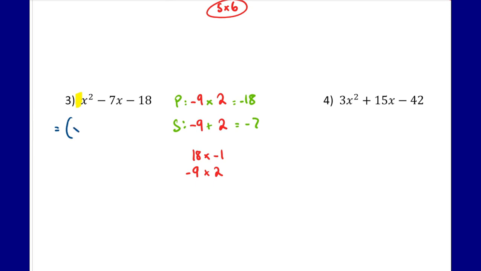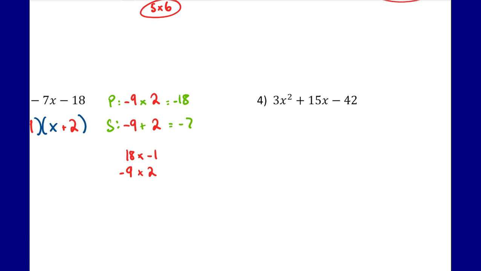So when I factor, it's going to be x minus 9 times x plus 2. Again, the order doesn't matter, right? You could have the +2 first and the -9 second, or the -9 first. It doesn't matter.